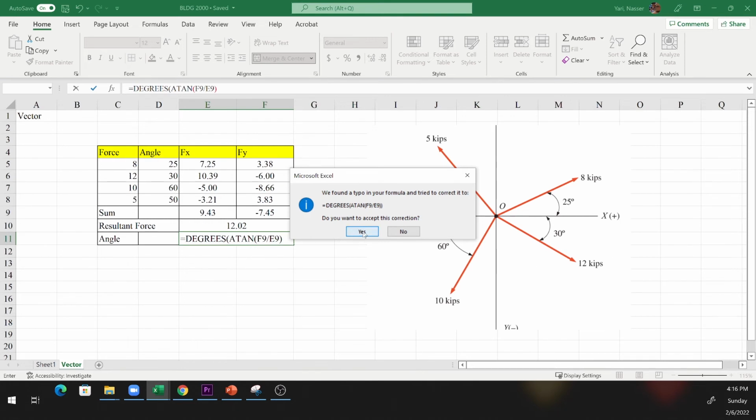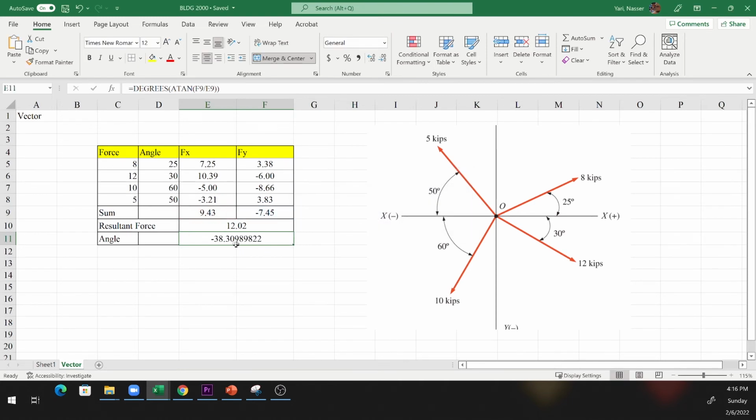Next click, do you want a correction? Yes. Minus 38. And that's what we had before. That's how you do it.